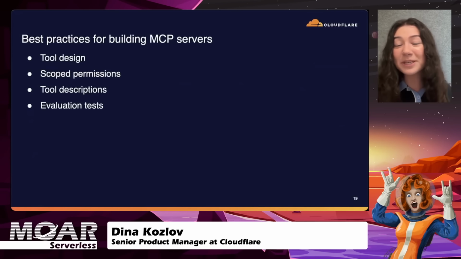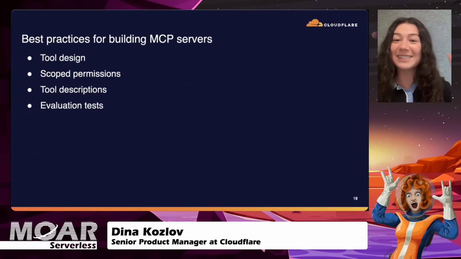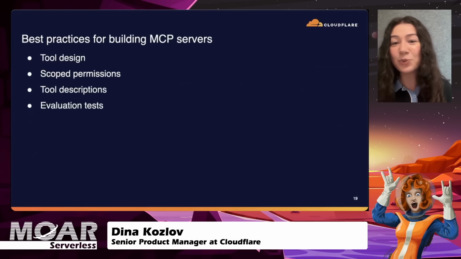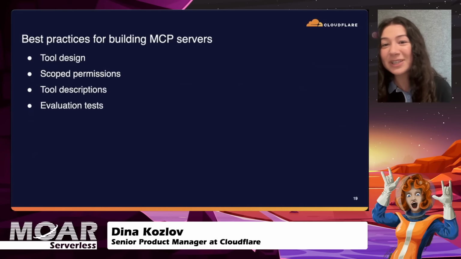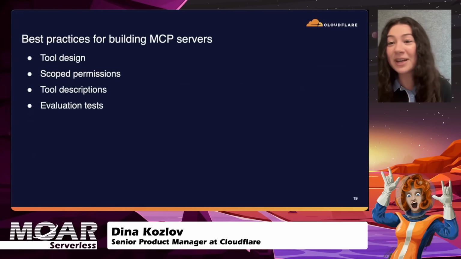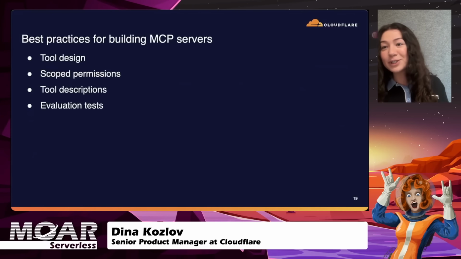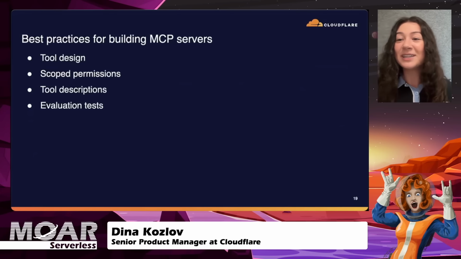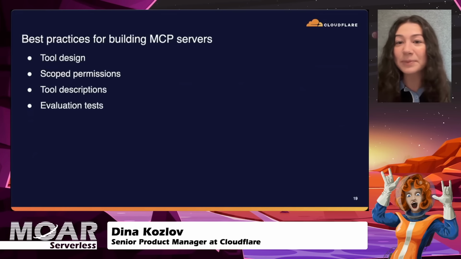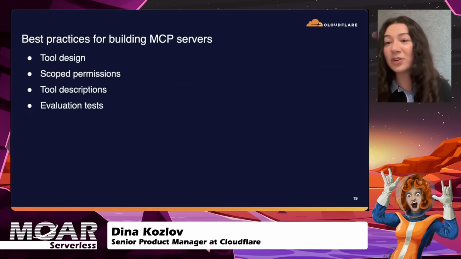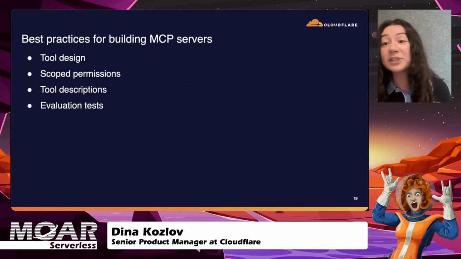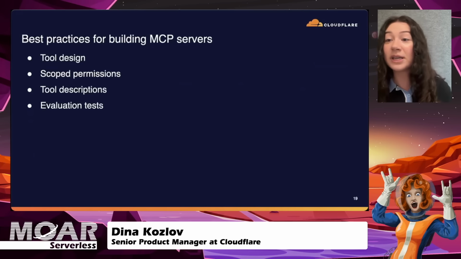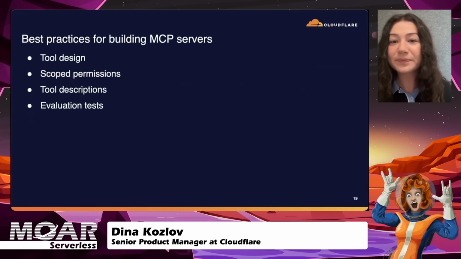Next is scoped permissions. What we have found is that deploying several scoped MCP servers, each with narrowly defined permissions, is much better than having one MCP server that covers a wide variety of tools that all have different scopes and permissions that they map to. This just in general reduces the risk of overprivileging access and just makes it easier to manage and audit what every server is allowed to do.